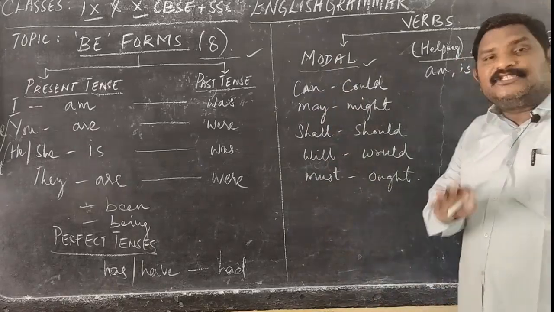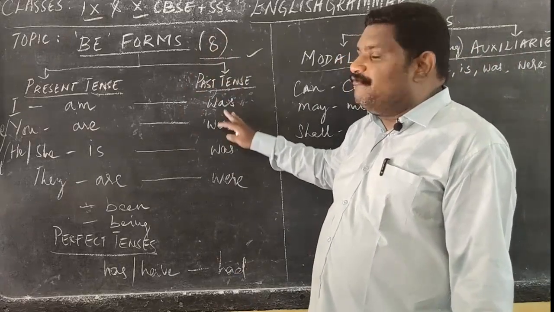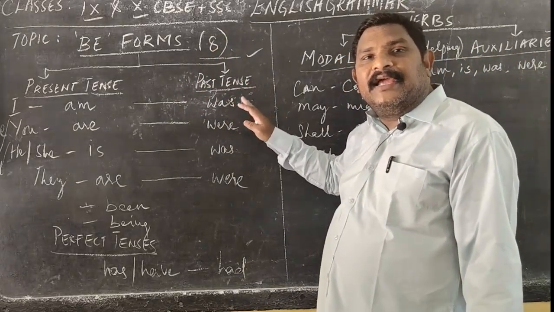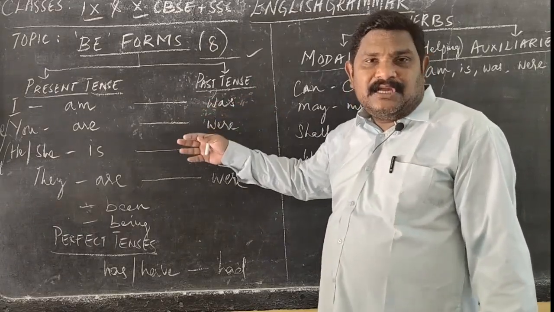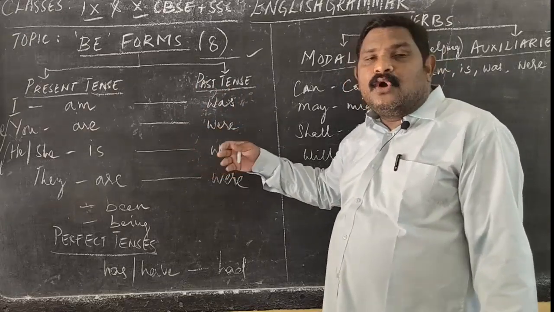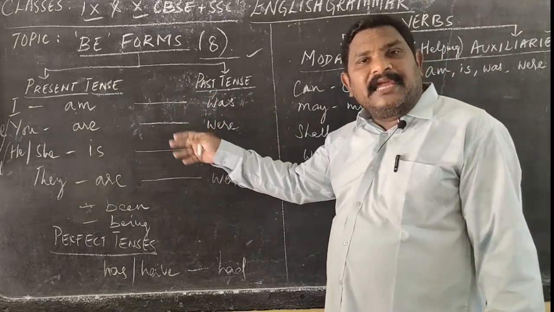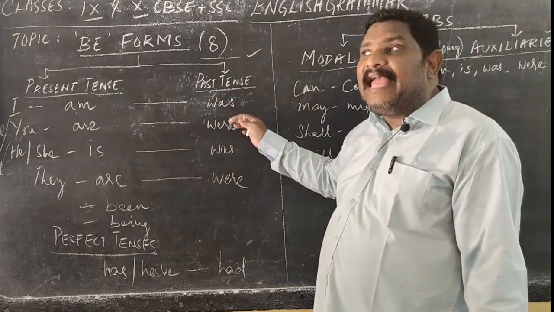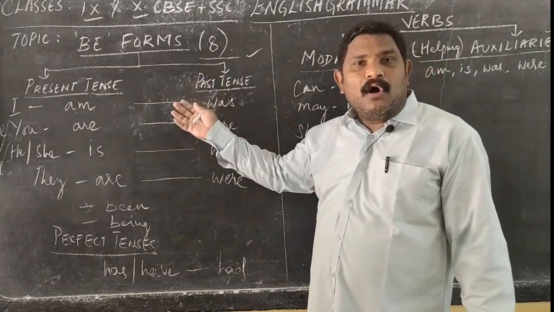So today's session is mostly on be forms. They are very simple, you must have understood them. Already you are using them. Whenever you are building an answer, whenever you are writing an answer in English or any other subject, you are making use of all these words. But exactly what are their names? Their names are be forms.